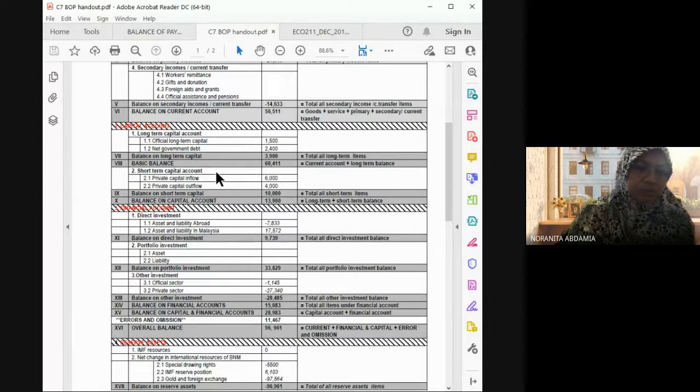Nama tajuk ni je. Very rare to come out with the item inside, but I give you. Hopefully kalau keluar, at least you know. Okay, alright. So under capital account, okay. But one thing you could look at sini, under capital account.